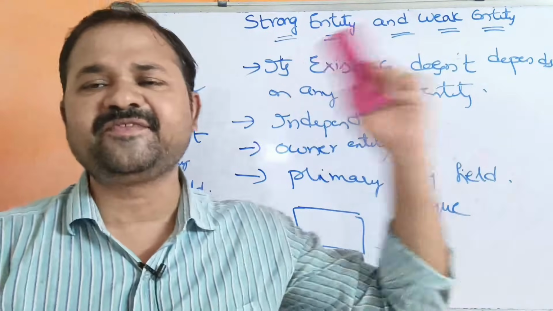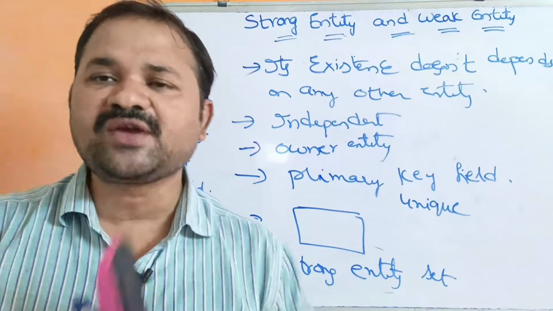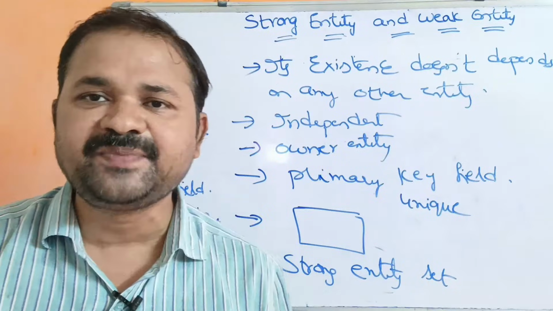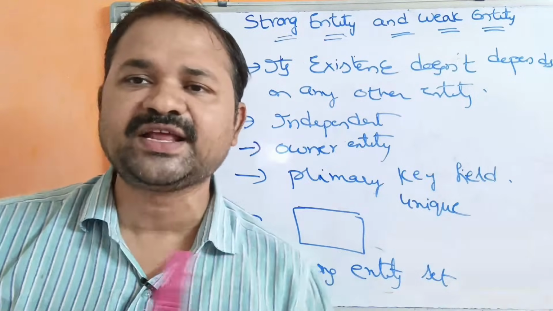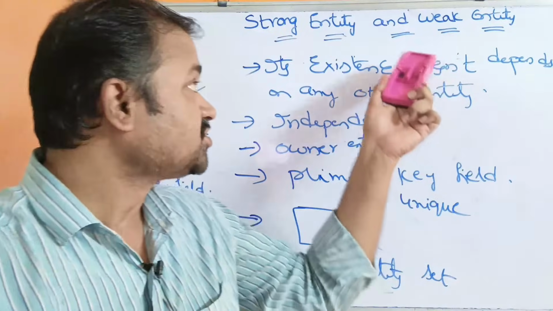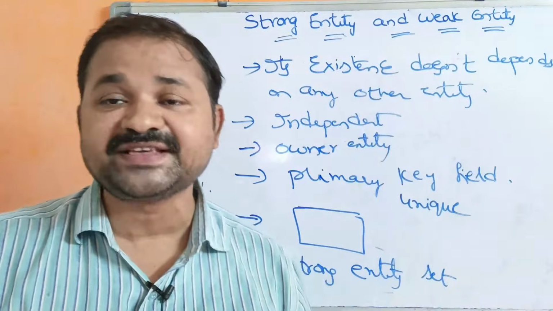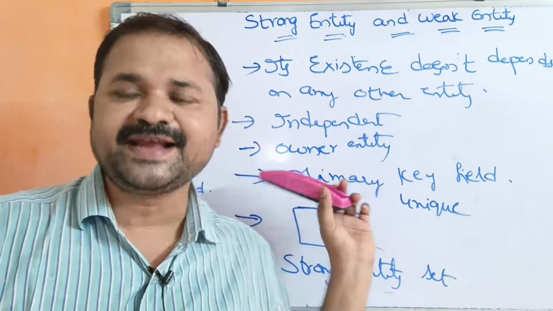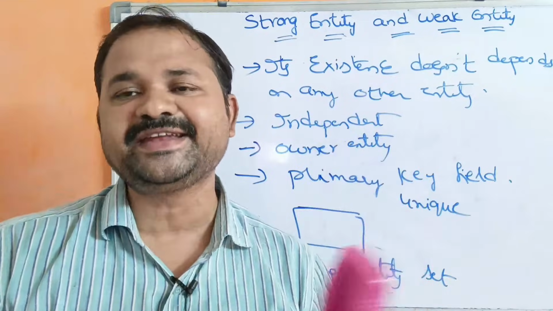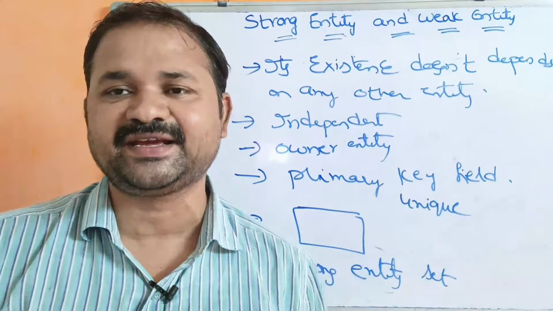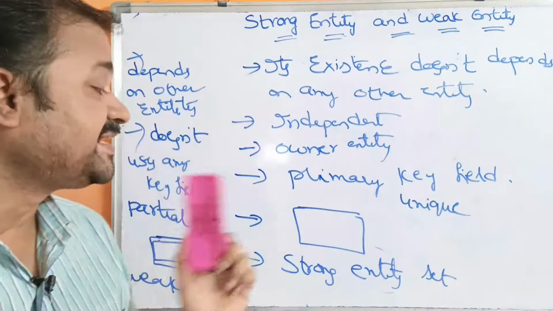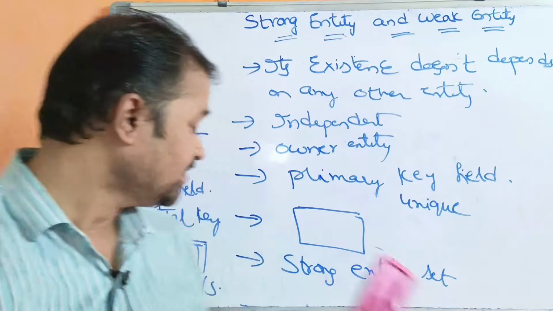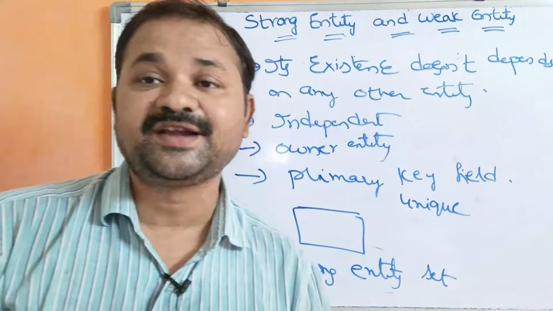So the major difference between strong entity and weak entity is that a strong entity doesn't depend on any other entity, whereas a weak entity always depends on a strong entity or owner entity. A strong entity always uses a key field such as primary key, whereas a weak entity doesn't use primary key, foreign key, or candidate key, but uses a partial key field. A strong entity is represented by a single rectangle, whereas a weak entity is represented by a double rectangle.